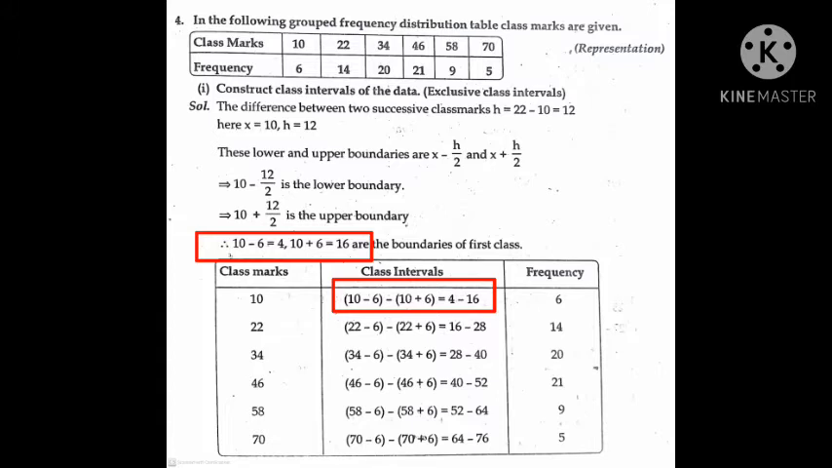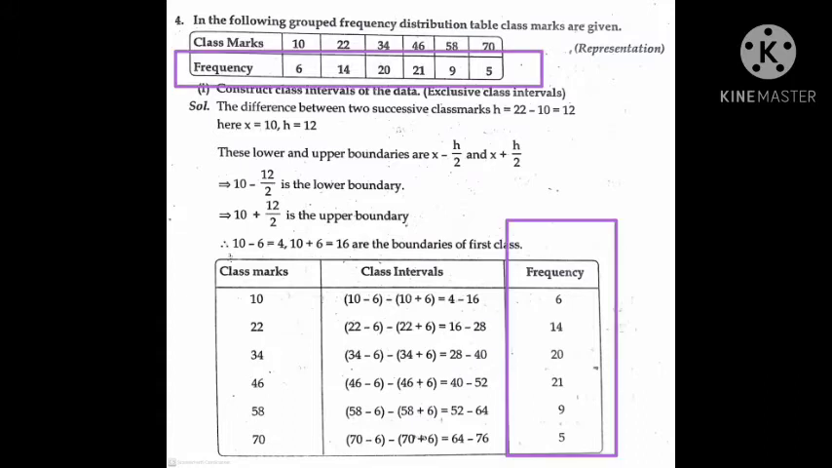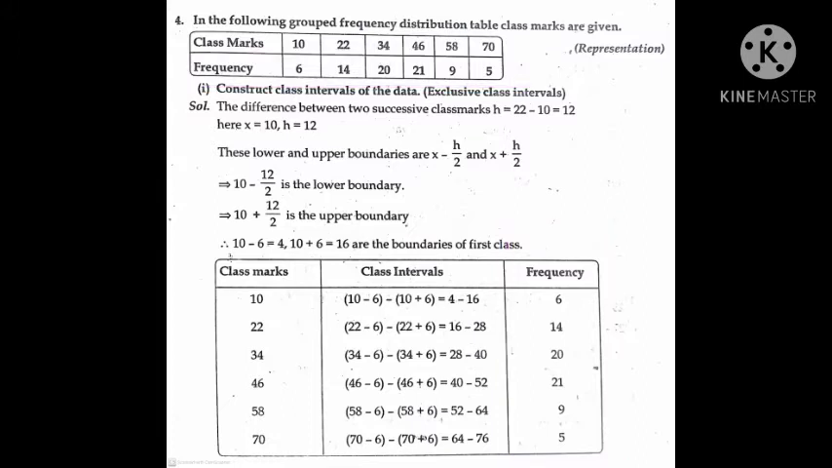Because how can we get class intervals? H is subtracted from every class mark to get the lower boundary of the class interval. That is 10 minus 6 means 4, and 10 plus 6 means 16. And the frequency is already given in the problem. That is 6. Next, 22.